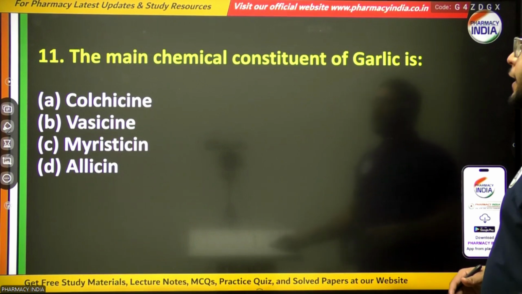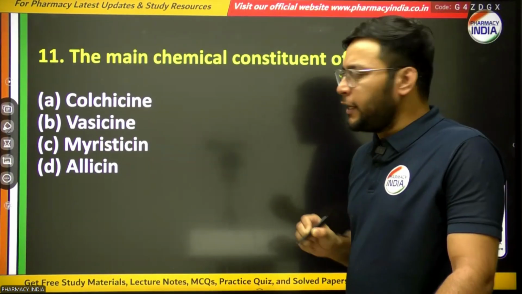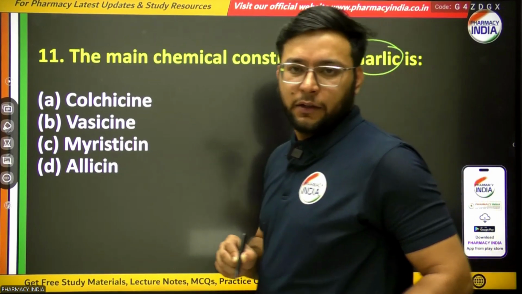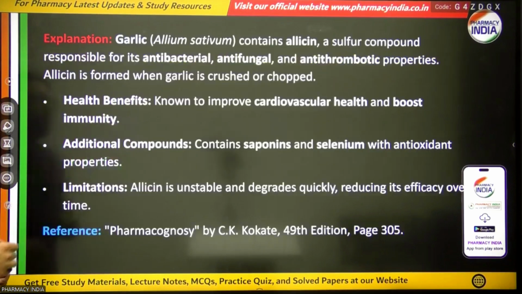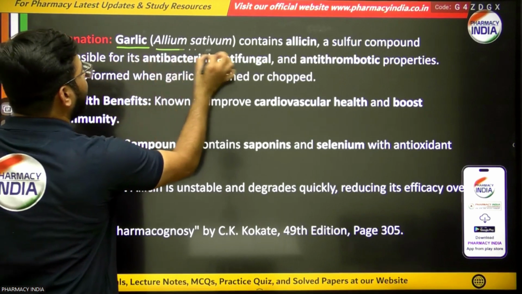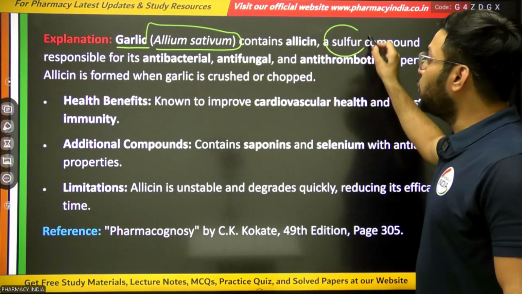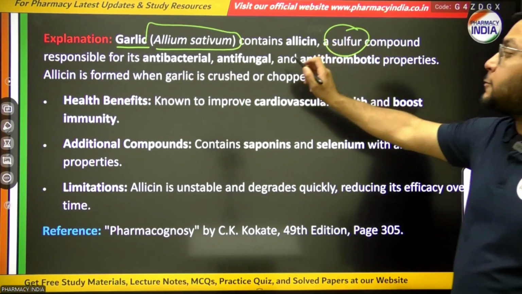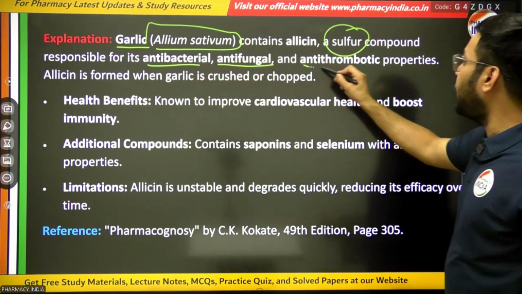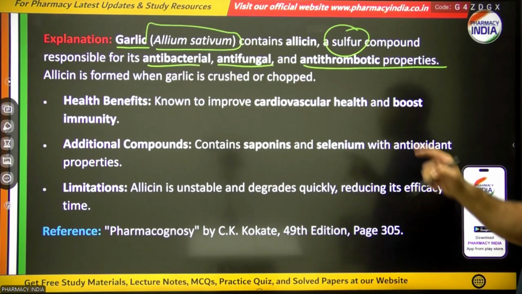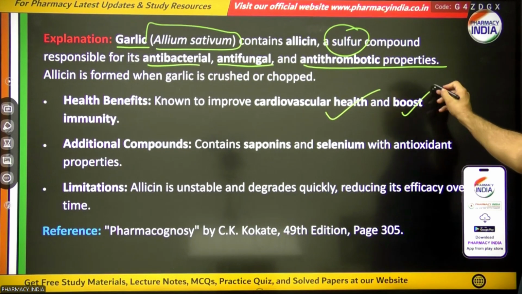Now, the next question: the main chemical constituent of garlic is? Colchicine, vaccine, myrcene, or allicin? What is the chemical constituent of garlic? So the correct answer is allicin. We get allicin from garlic. Garlic is Allium sativum, which contains allicin, and allicin also contains a sulfur compound. Due to the sulfur, it shows antibacterial, antifungal and antithrombotic properties. These are the three properties. And what are its benefits? It improves cardiovascular health and boosts immunity.